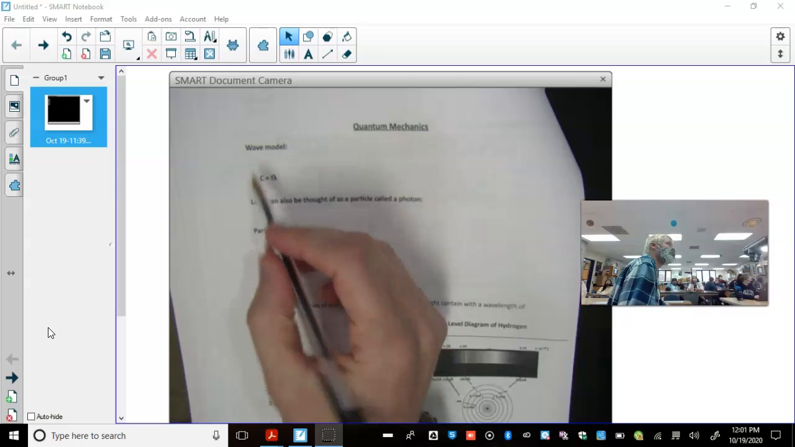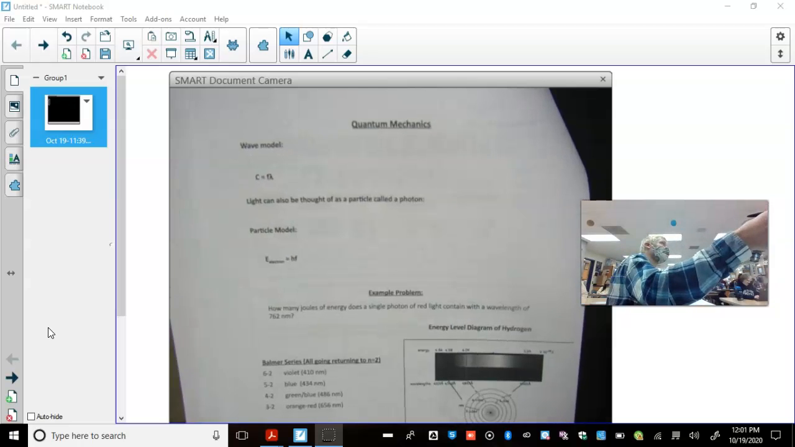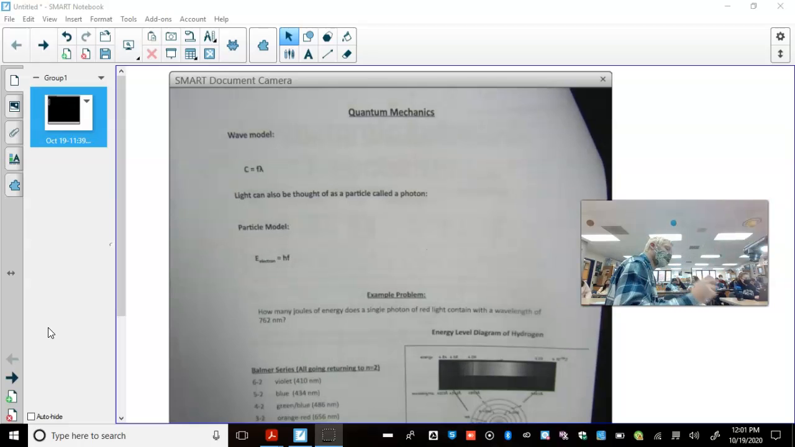All right, so we're going to be getting into quantum mechanics, which is looking at the arrangement of electrons in an element and quantifying the energy absorbed and released by those electrons. In order to understand this, you need to know that there's two different models representing something that we can't see, which is an electron. One is the wave model, the other is the particle model.